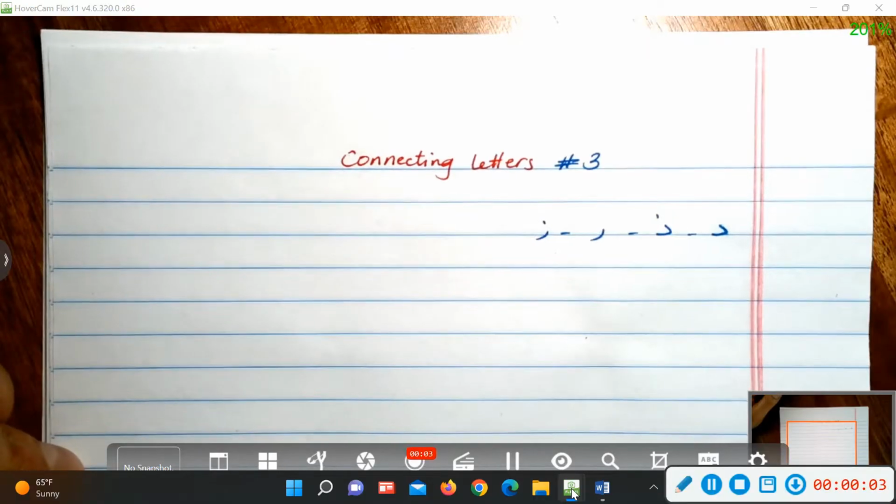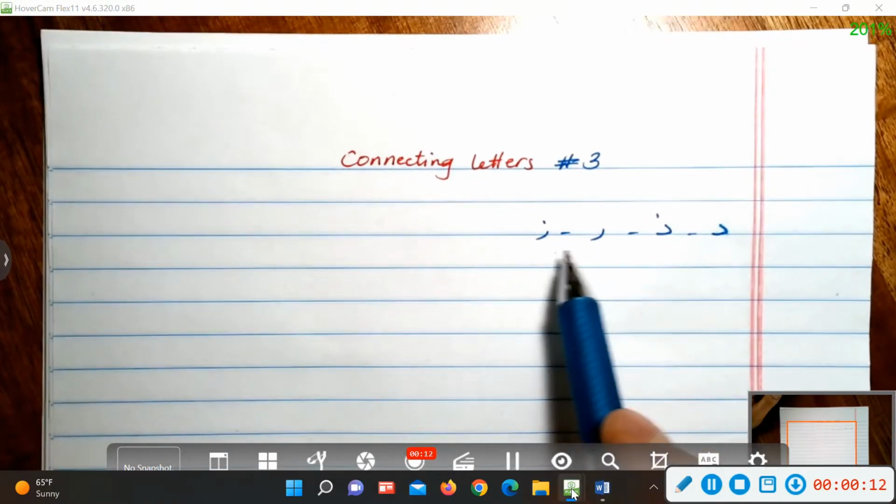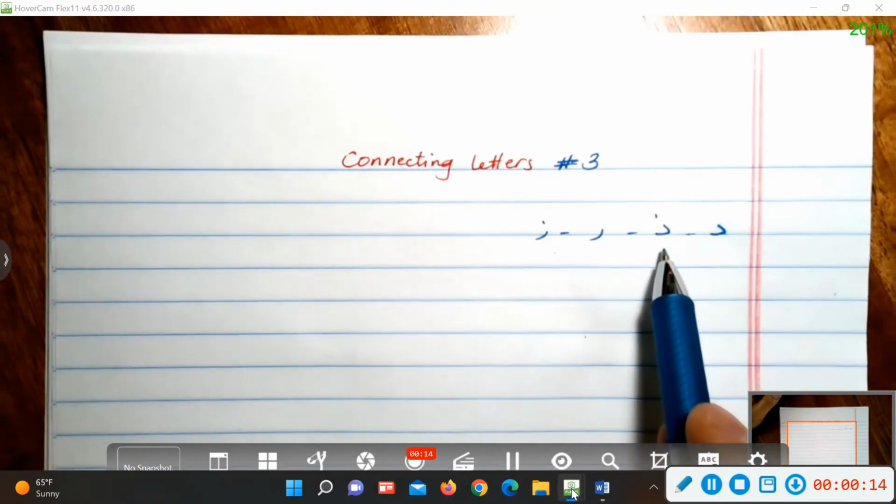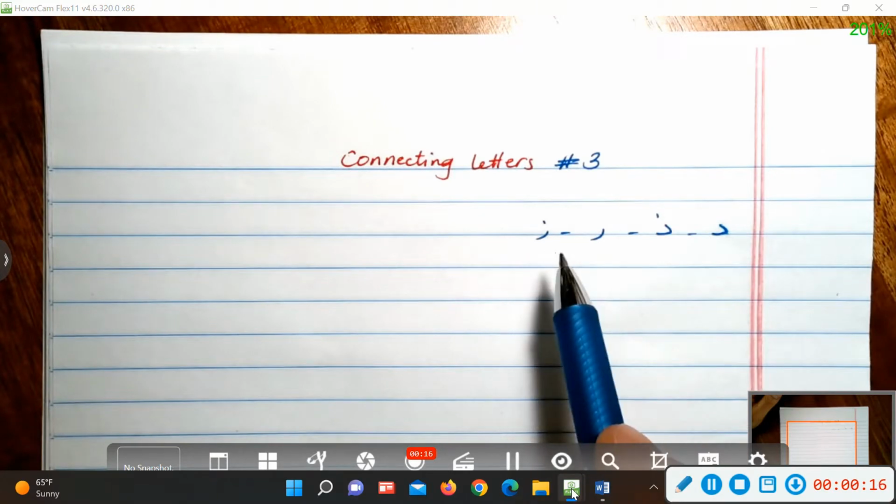Lesson number 3, connecting letters. This time, we're going to learn how to connect dal, dhal, ra, zai. Da, dha, ra, za.